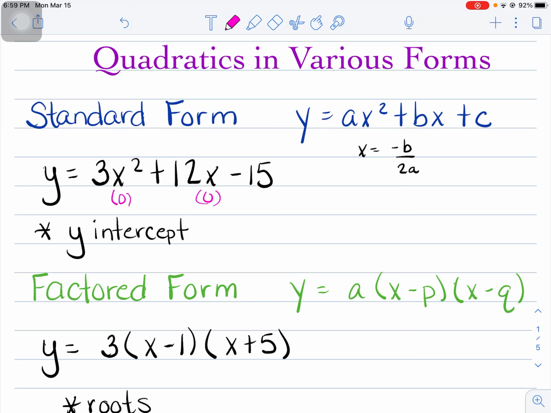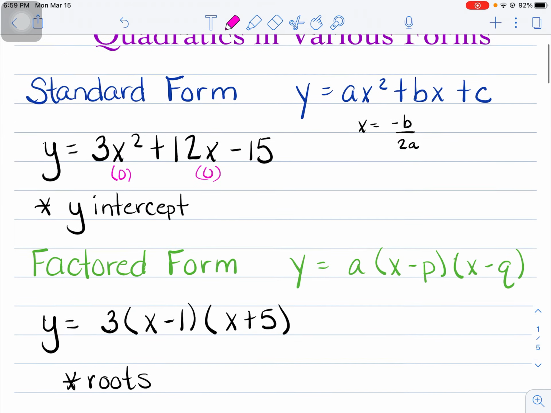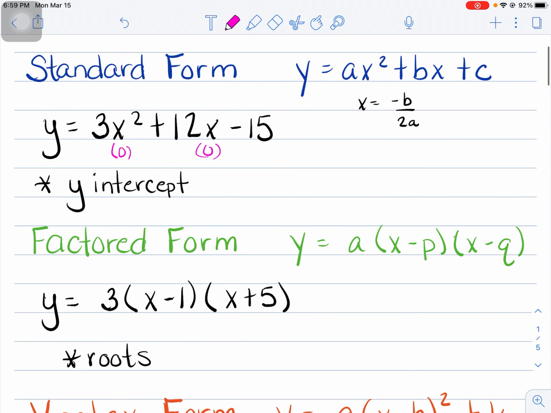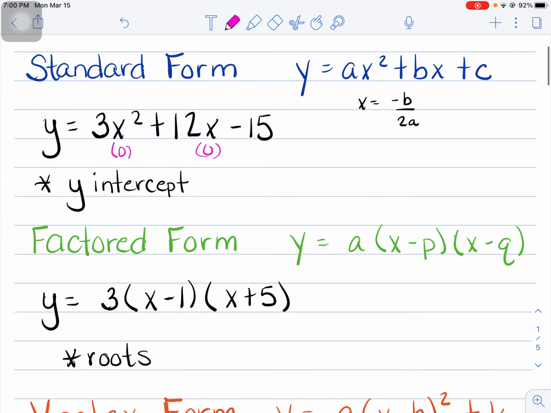Now, two other forms we're going to talk about today. Factored form is our next one, and we have factored quadratics already this year when we learned about polynomials and factoring. This is just the same function, the 3x squared plus 12x minus 15, but in factored form. I pulled out a greatest common factor of 3, and then I factored down and got the factored form.